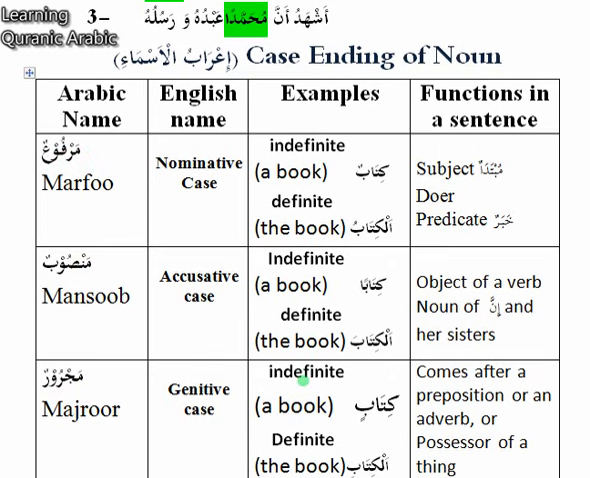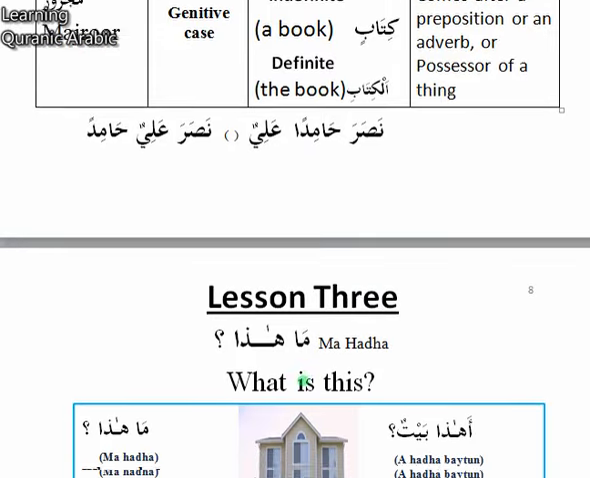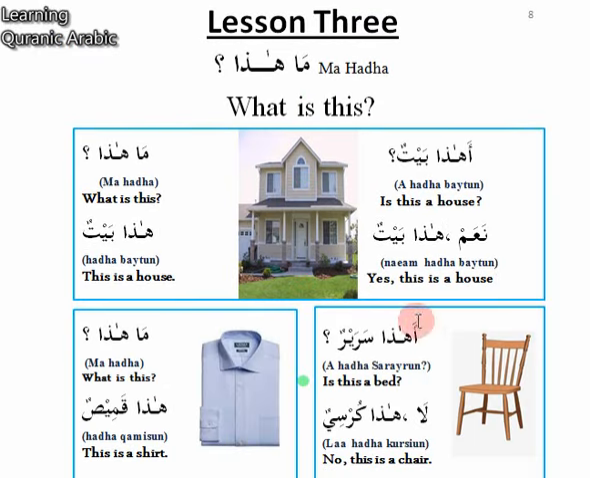So let's go to our main topic, today's topic. Here, lesson 3. Ma hadha. Ma means what? Hadha means this. I told you in the beginning in lesson first that we don't have this is or am to be verbs. We don't have it. They are understood. But we can translate this ma hadha.